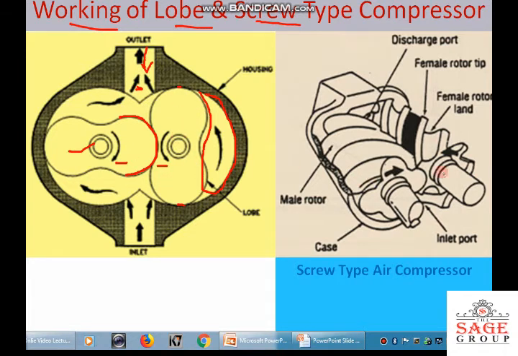You can see another example, which is the screw type of air compressor. Here there are two rotors. This is the inlet portion. You can see here this is the discharge port, the female end of the rotor, and this is the tip of the female rotor. Similarly there is the male rotor and the casing.